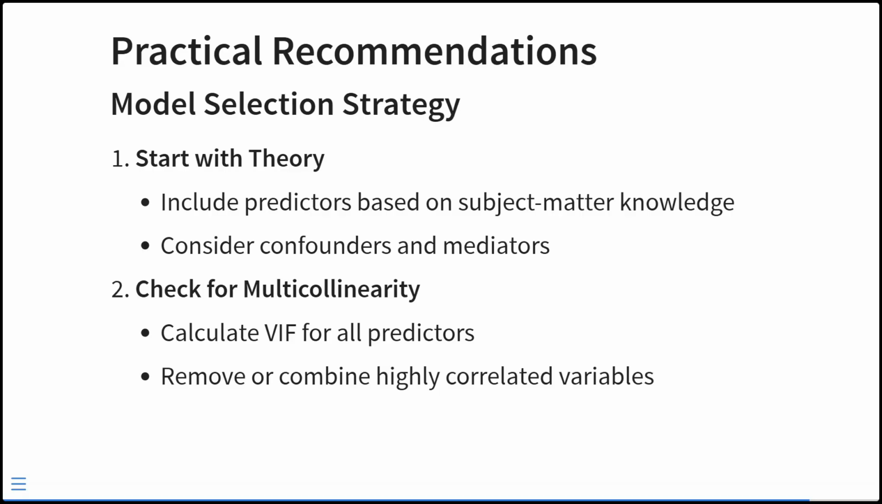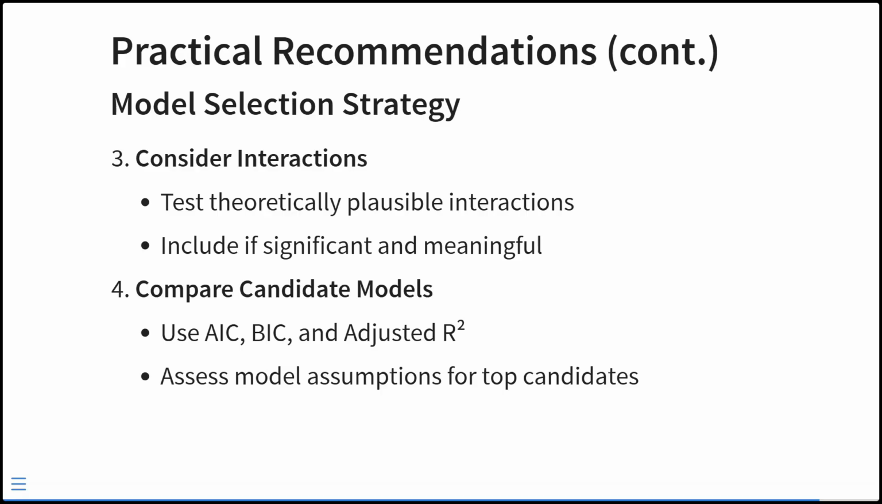It's very important for you to select the best model. Also, it's important to use your VIF to check for multicollinearity. You also plot your correlation matrix to find out where correlation is happening among your predictors, and you remove highly correlated variables. Also, in terms of interaction, you test theoretically plausible interactions, inclusive, significant, and meaningful. And also, you should use your AIC, BIC, and adjusted R-square to compare various models together.